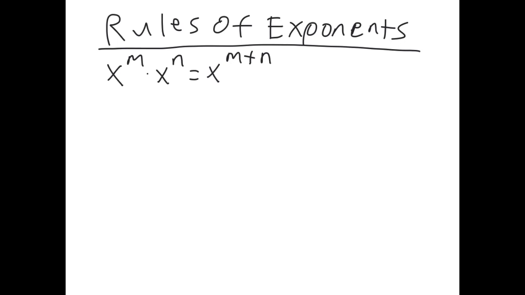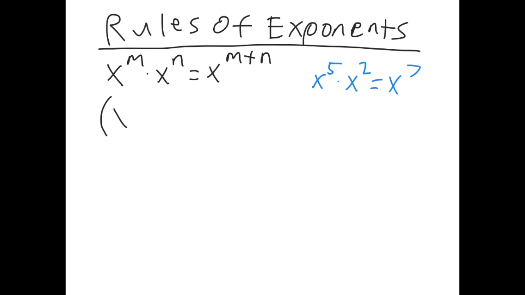Here's an example. If you had, say, x to the 5th times x squared, you would add the exponents. 5 plus 2 is 7. So that would give you x to the 7th. One more rule.